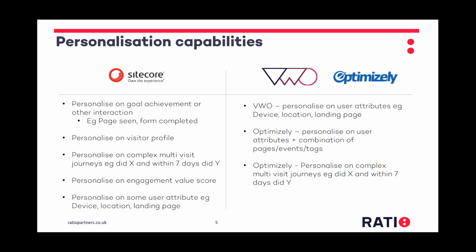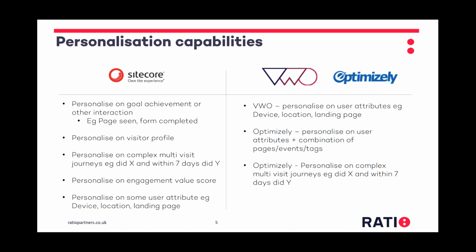Now what I'll do is take a look at some of the more granular details about the strengths and weaknesses of each platform, and then show you how these apply to user journeys and, I guess, real business context. Sitecore is an extremely strong platform when it comes to personalization capabilities.